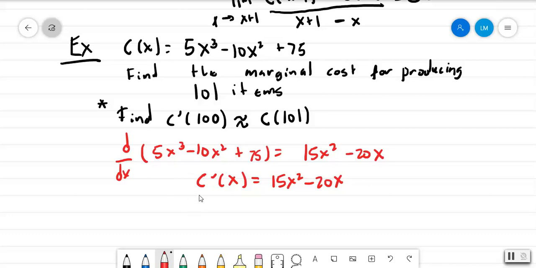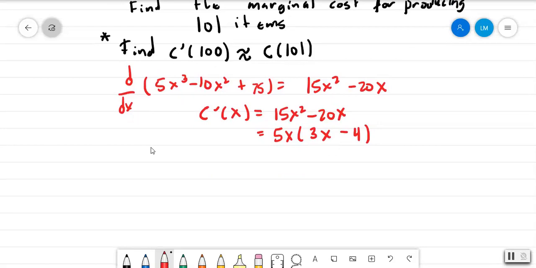So if you plug in 100, which you can by using a calculator, or you can say, well, I'd rather just rewrite this expression so that it's a lot easier, for instance. So I have 5x multiplied by 3x minus 4. And then from here, we'll just figure out what is 100 plugged into this equation.